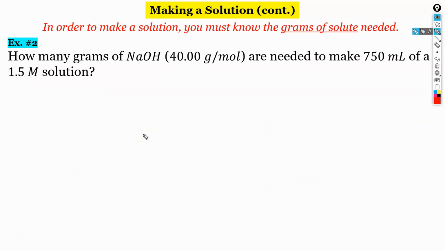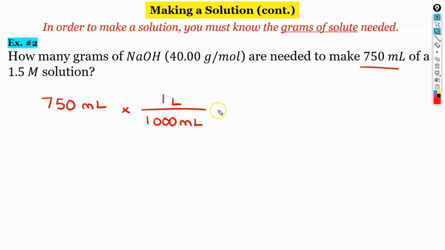All right, in our second example, it says how many grams of NaOH are needed to make 750 milliliters of a 1.5 molar solution. So notice that our volume is given in milliliters. The molarity equation requires this to be in liters, so we need to convert this. So we have 750 milliliters. There are 1,000 milliliters in 1 liter. So 750 divided by 1,000 gives us 0.75 liters.